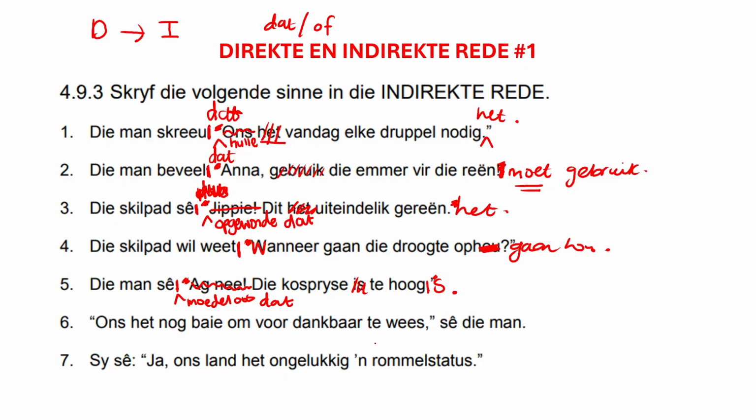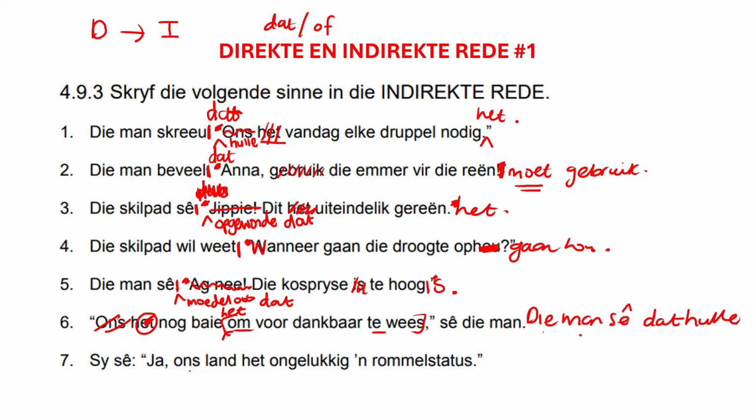Ons het nog baie om voor dankbaar te wees, sê die man. So we start with, die man sê dat hulle, remember, ons changes to hulle. Die man sê dat hulle, verbs we don't think of now. Die man sê dat hulle nog baie het om voor dankbaar te wees. Okay? Remember, that's the infinitive. So the infinitive goes to the end of the sentence, after the verb. So die man sê dat hulle nog baie het om voor dankbaar te wees. That's all you have to remember.